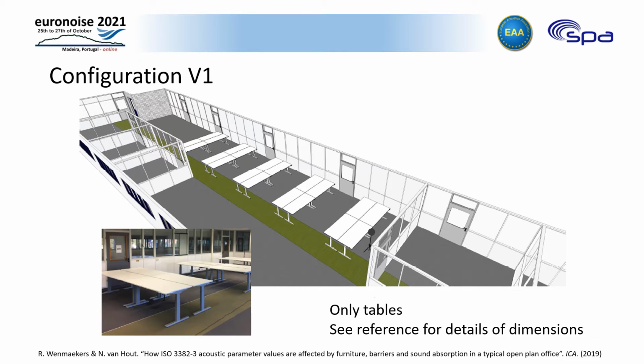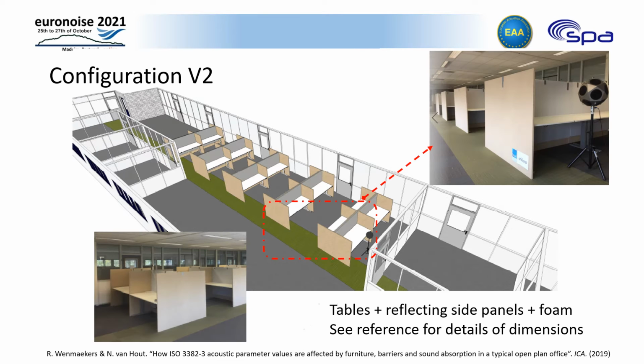In this study, 2 variations of the furniture setups are considered. In the first configuration, only tables are present in the room. In the second configuration, all the furniture, as mentioned above, is installed. An omnidirectional sound source, model B&K 4292, and microphones were used for the measurements, which have been performed following the ISO standard 3382. More details of the geometry of the office can be found in the reference.